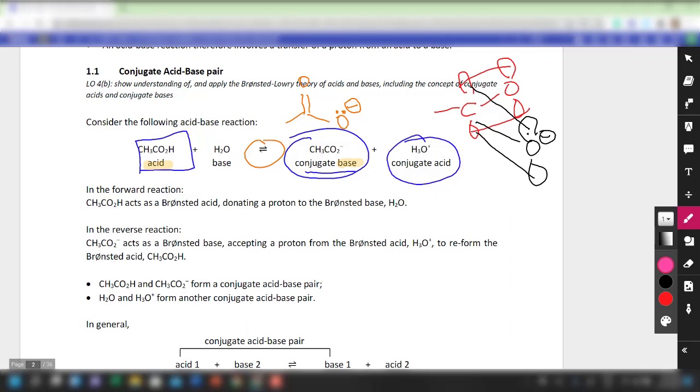Then in this case, if I may just erase this portion, you can actually view this reaction using arrow pushing. So I'm going to just write it out over here. We have ethanoic acid over here, and then the O will take on a partial negative charge, and the hydrogen a partial positive charge.